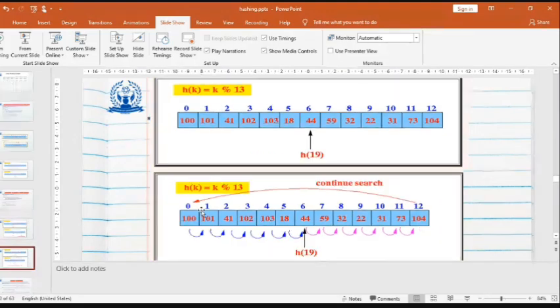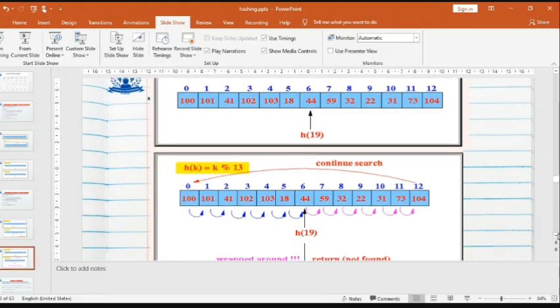One more example, storing 19. Hash of 19 means the location is 6, but we cannot store at 6. Search 7, it is filled. 8 is filled, 9 is filled, 10 is filled, 11 is filled, 12 is filled. After 12 we have to go to the 0th location. Like that you have to continue. Okay, we will stop here.